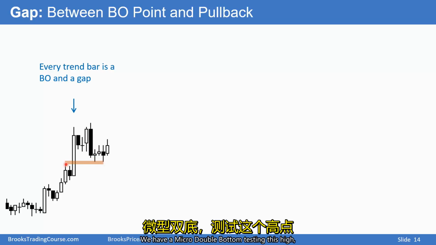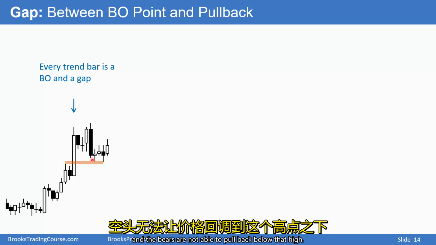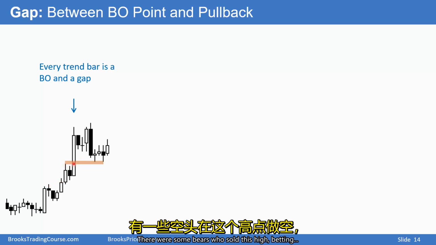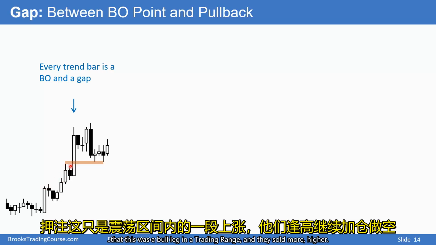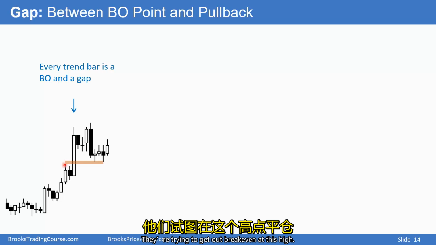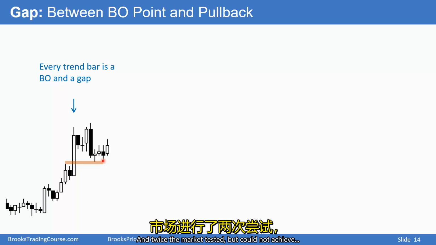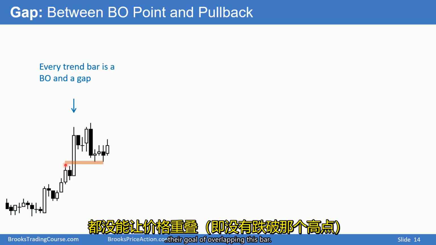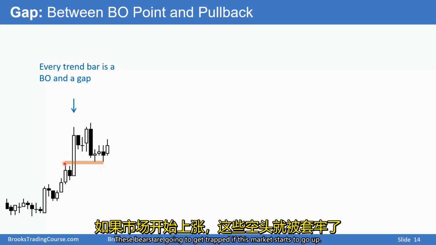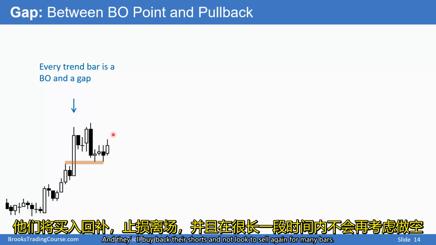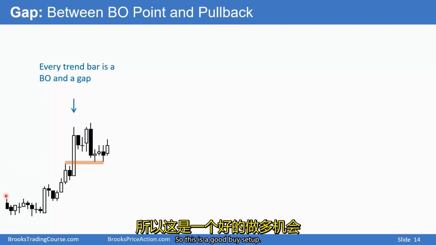And you look at the reversal attempt. We have a micro double bottom testing this high, and the bears are not able to pull back below that high. There were some bears who sold this high, betting that this was a bull leg in a trading range. And they sold more higher. They're trying to get out break even at this high. They needed to fall below this high. And twice the market tested, but could not achieve their goal of overlapping this bar. These bears are going to get trapped if this market starts to go up, and they'll buy back their shorts and not look to sell again for many bars. So this is a good buy setup.